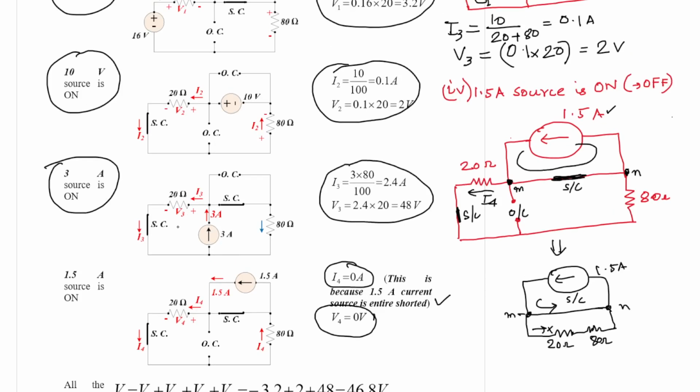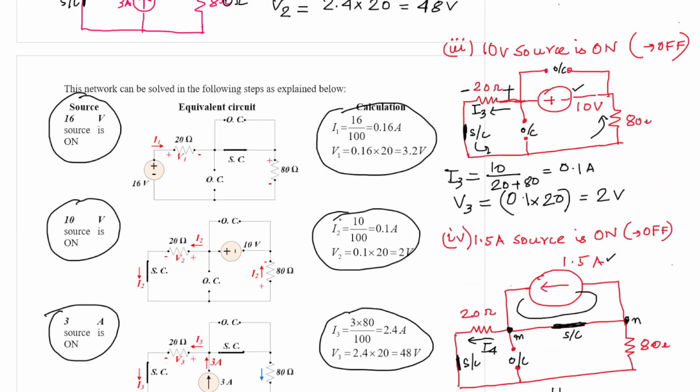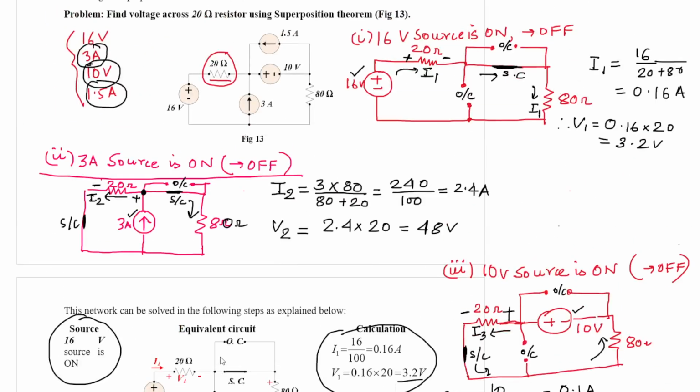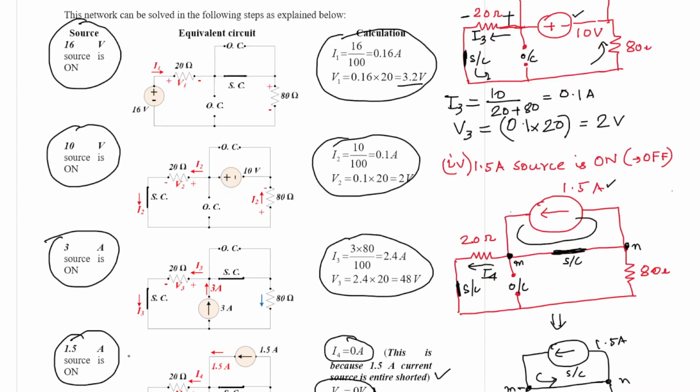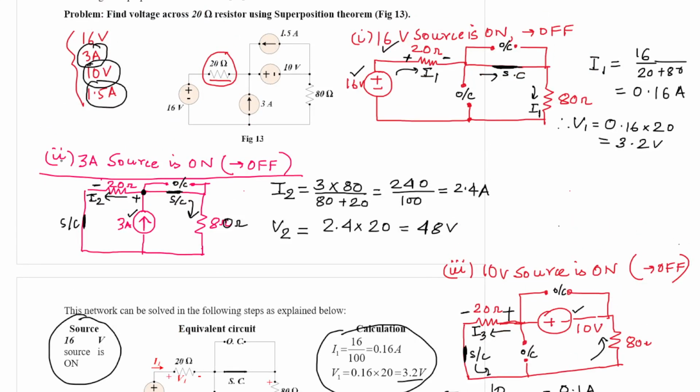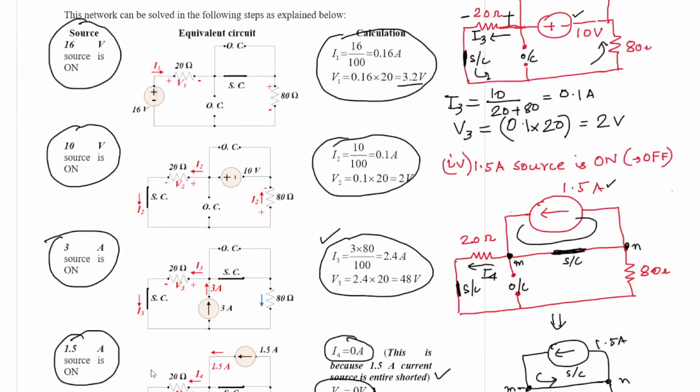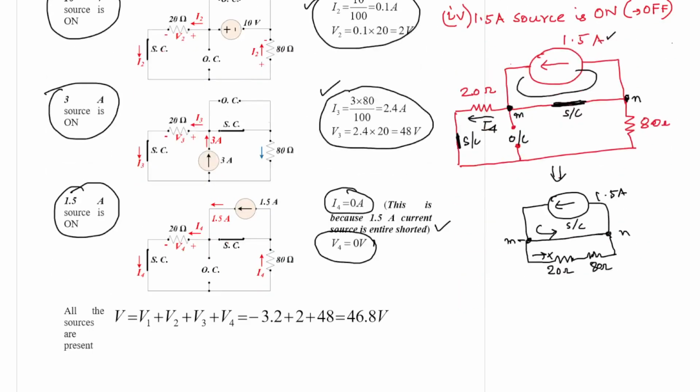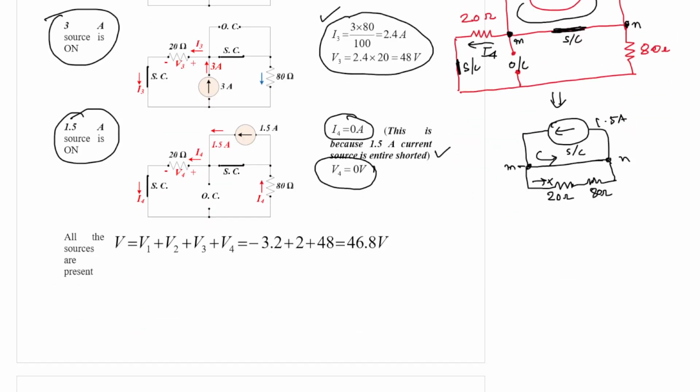Just to recap, when you consider the 16 volt source, you have got V1 as 3.2 volt, with the polarity as shown here. When you consider the second, 3 ampere current source, the voltage appearing across is 48 volt, polarity shown here. For the third one, the 10 volt source, your voltage is 2 volt, polarity as shown here, and the fourth one will be 0.